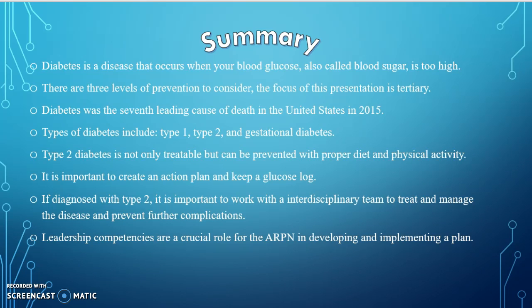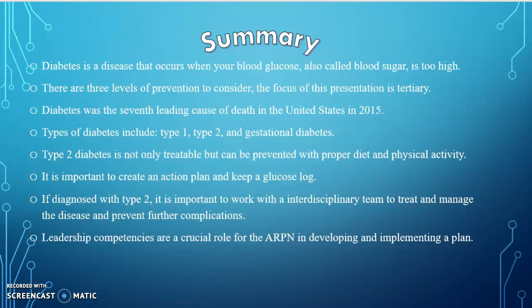In summary, diabetes is a disease that occurs when your blood glucose, also known as blood sugar, is too high. There are 3 levels of prevention to consider. The focus of this presentation is tertiary. Diabetes was the 7th leading cause of death in the United States in 2015. Types of diabetes include type 1, type 2, and gestational diabetes. Type 2 diabetes is not only treatable, but can be prevented with proper diet and physical activity.